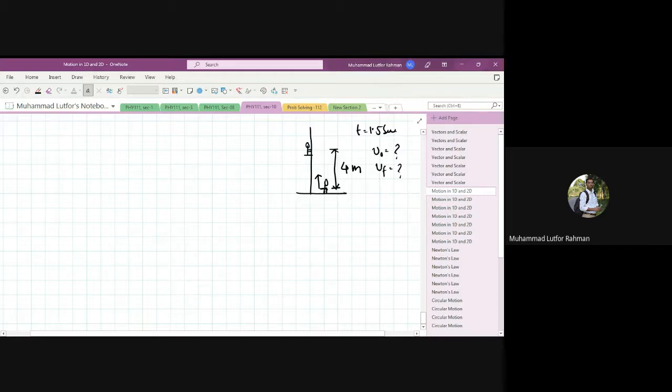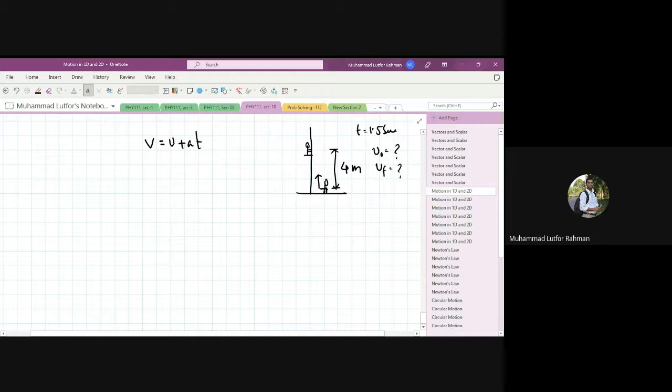That is the question they asked you. So that's been the initial and the final velocity, both velocities they asked us to find. Now, if you want to use that formula, v equal to u plus at, which is actually used for a particle that moves at a constant acceleration, right?